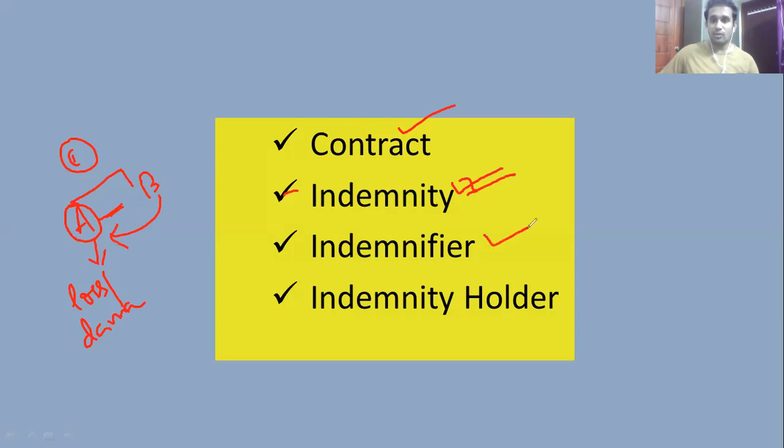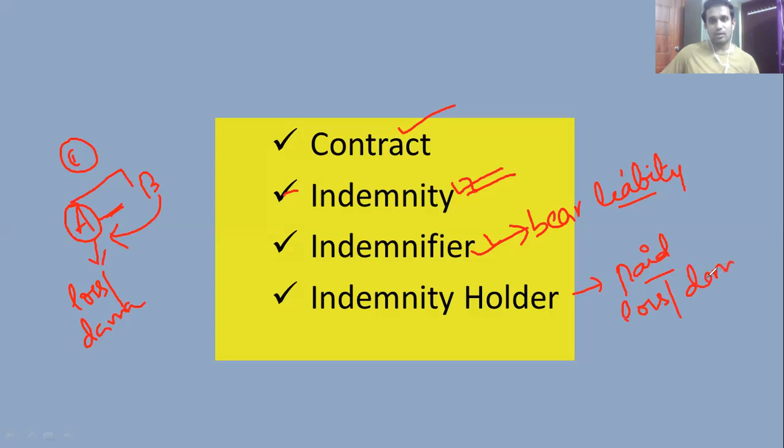And the person who bears the liability to pay, जिसकी जिम्मेदारी है पैसे देना, okay, he is called as indemnifier. And the person who is being paid, जिसको पैसे दे रहे, the person who has gone for loss, who has gone for damage, and who is being paid by the indemnifier, he is called as indemnity holder. Let us understand this in this way also. I'll just take the whiteboard, please.